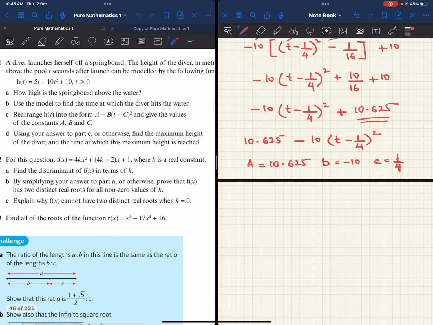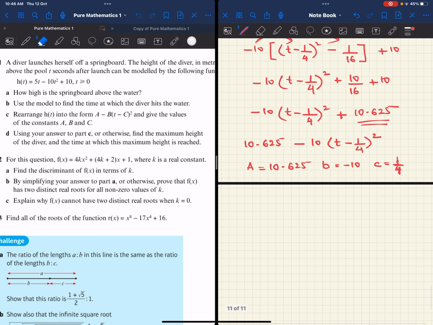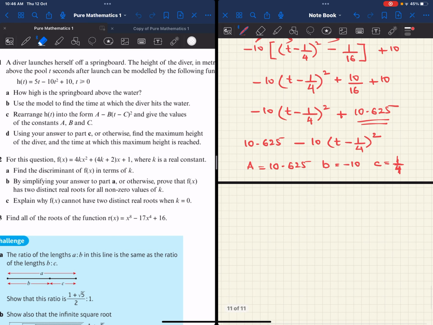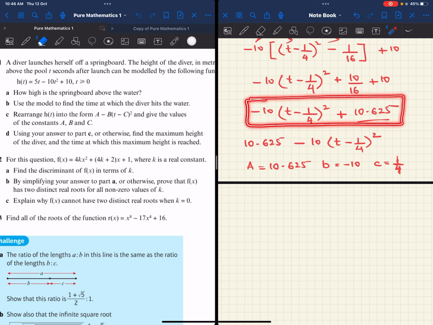For part D, using your answer to part C or otherwise, find the maximum height of the diver and the time at which this maximum height is reached. So we can find the maximum or minimum using this value of completing the square. When we complete the square, we can get the maximum or the minimum value. So how do we get it?